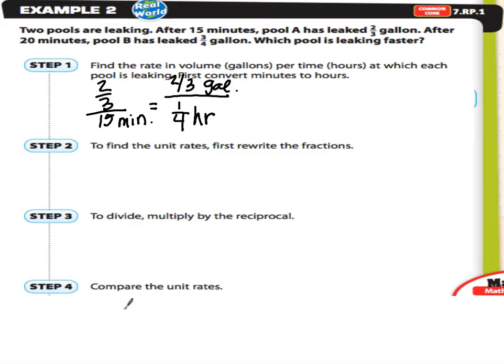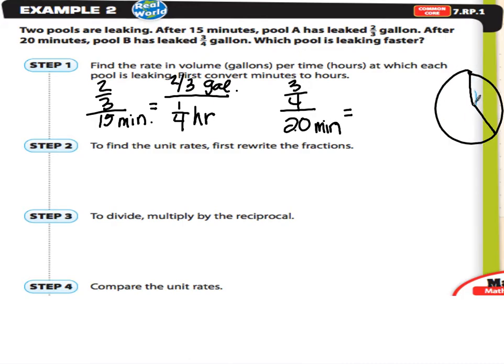And then 20 minutes is 1/3 of an hour. So actually we have that it leaked 3/4 of a gallon in 20 minutes. Okay, and if I look at a clock, I know that it's 20, 40, 60. So 20 minutes would be 1/3 of an hour. So if you're having trouble, again, draw yourself a picture. That helps me all the time. I'm sorry, 3/4 of a gallon in 1/3 of an hour.